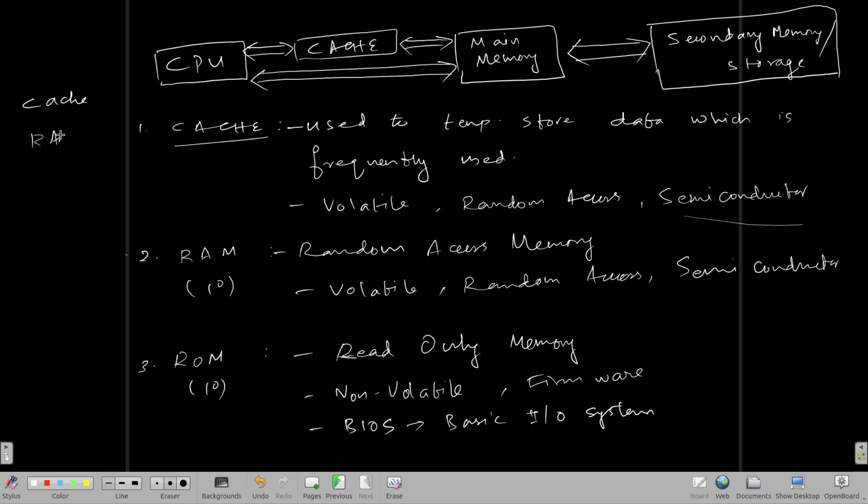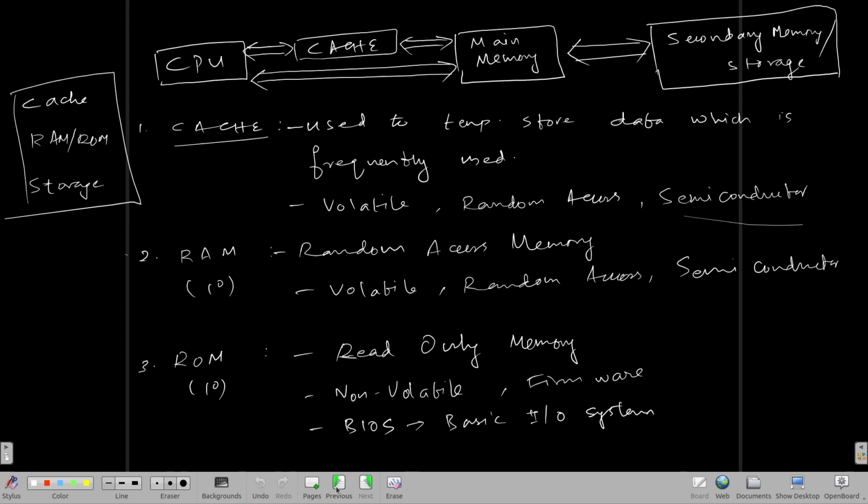So we have RAM, ROM, that is primary memory. Then we have the secondary memory or storage. We'll come to that. So this is a hierarchy. Usually it is drawn as a pyramid. We'll discuss that after we finish storage.